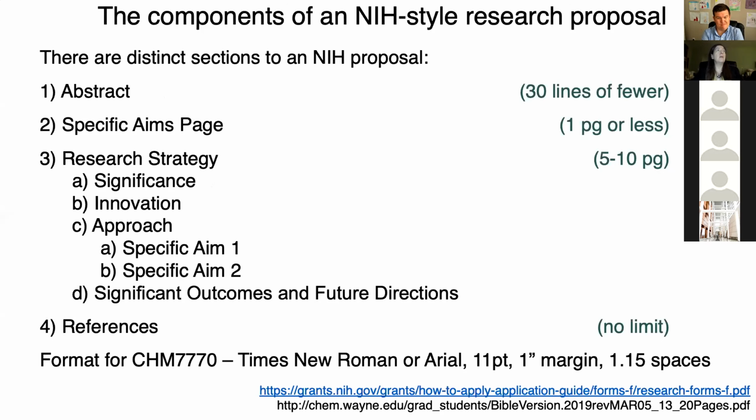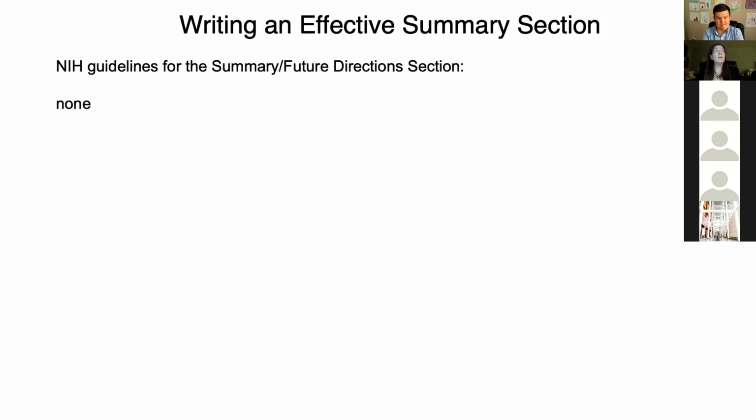We've talked about the abstract and the specific aims. We've gone through all the parts of the research strategy, which is the bulk of your document. That is the proposal. And we're going to end this research strategy talking about the significant outcome and future direction sections. And then, of course, the very last section is your reference site, your literature. So what are the guidelines from NIH on this last future direction summary section? Nothing at all. They don't say anything about this.